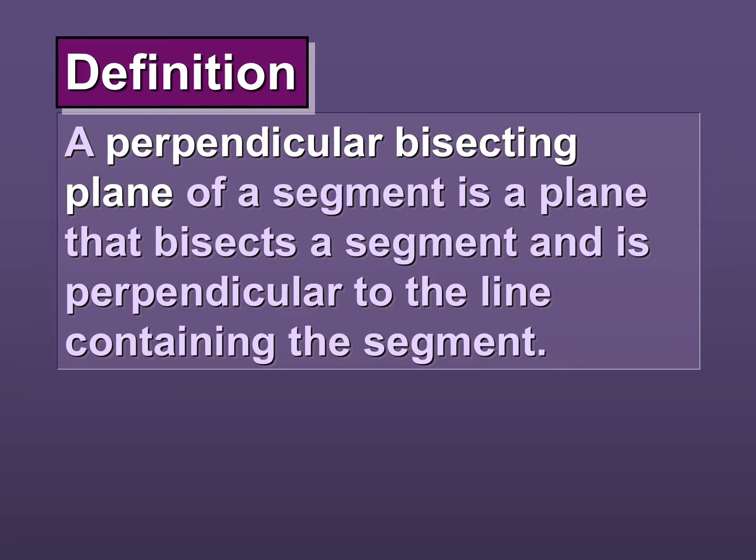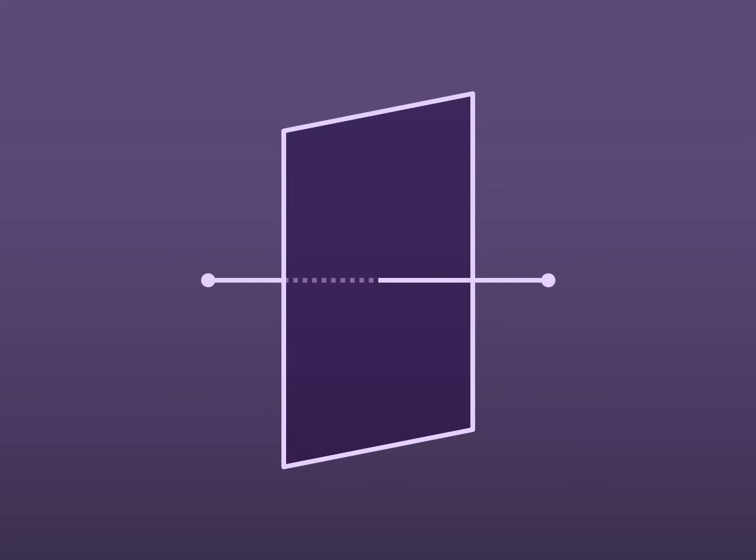So a perpendicular bisecting plane of a segment is a plane that bisects that segment and is perpendicular to the line containing the segment. So we looked at a perpendicular line through a plane. Now we're going to look at a perpendicular plane through a plane. Here's a plane, and notice how this distance x is the same as this distance x, and it's going to be at 90 degrees.